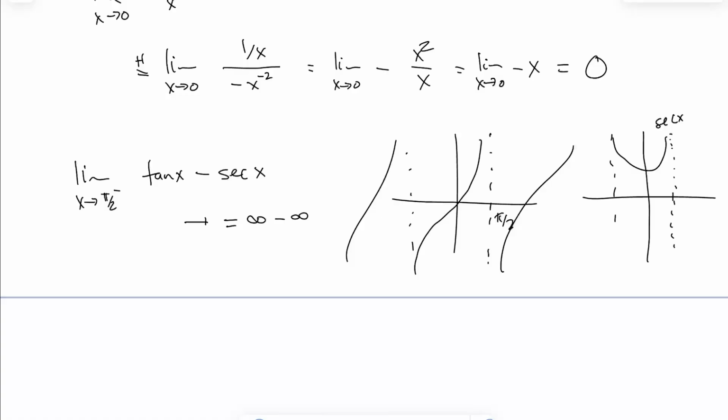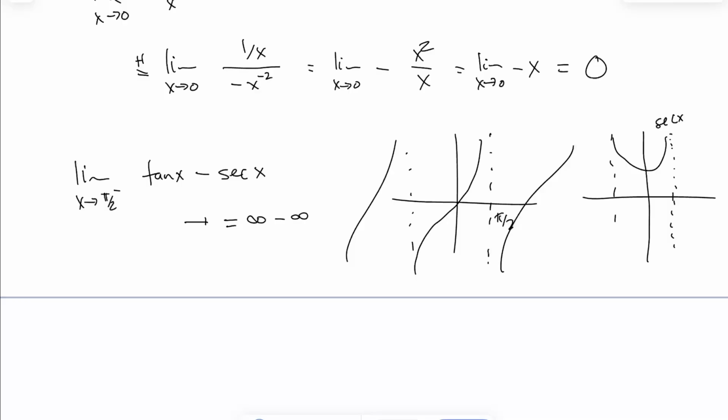So at this point, I realize I'm going to use L'Hopital's rule, although it's not quite obvious how to get there. We have to force this to look like a fraction. It doesn't look like a fraction at all as written. You have to think about, how could I rewrite this?